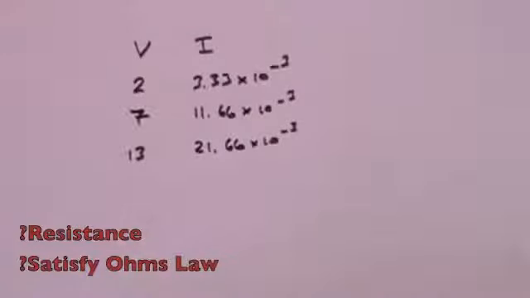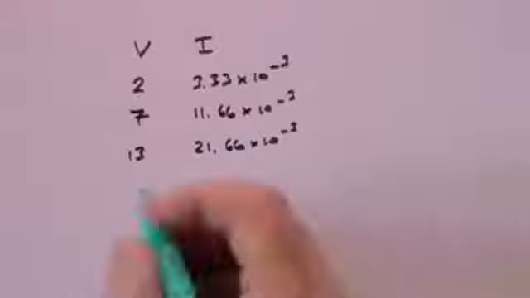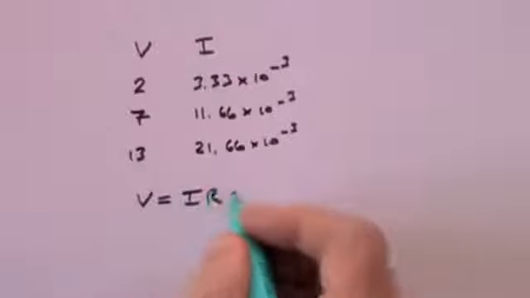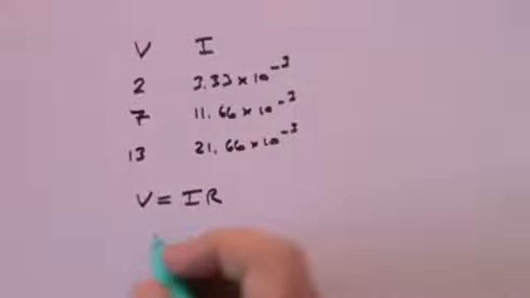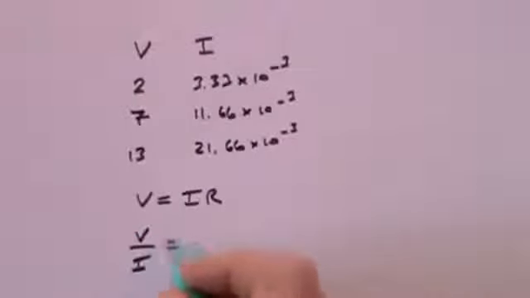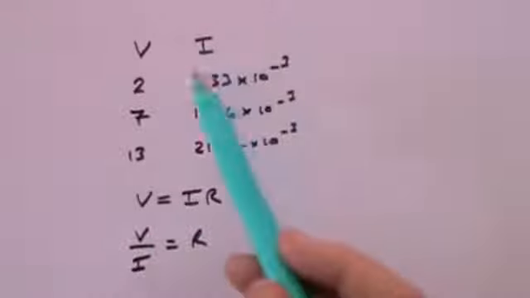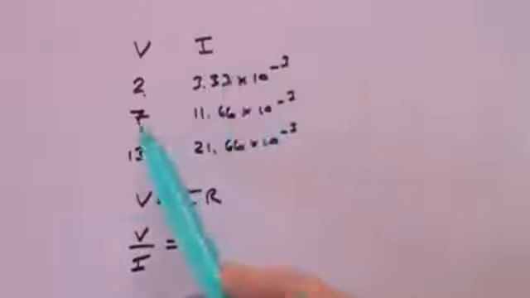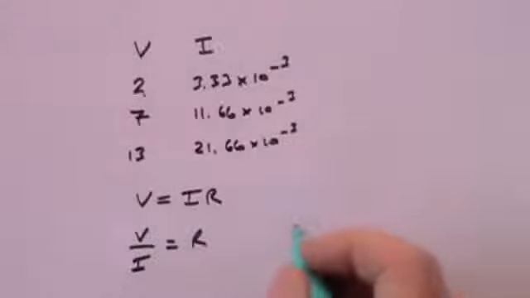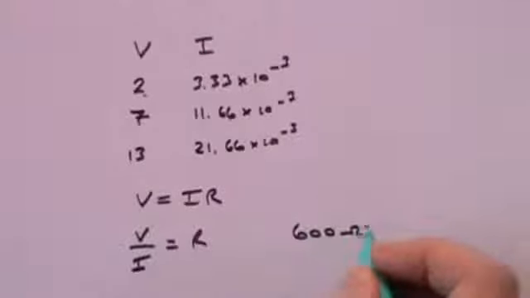Well, first we better check to see if it obeys Ohm's law. And of course we know Ohm's law says that V equals IR, where R is a constant. Consequently, if we do V over I, that will give us resistance. And if you take V divided by I in each of these cases, you should get the same value. And in fact, you do. In each case, you get a value of 600 ohms. And therefore, that particular substance is obeying Ohm's law.